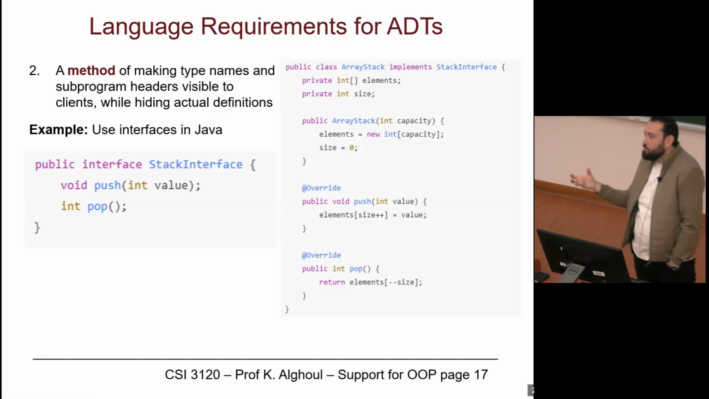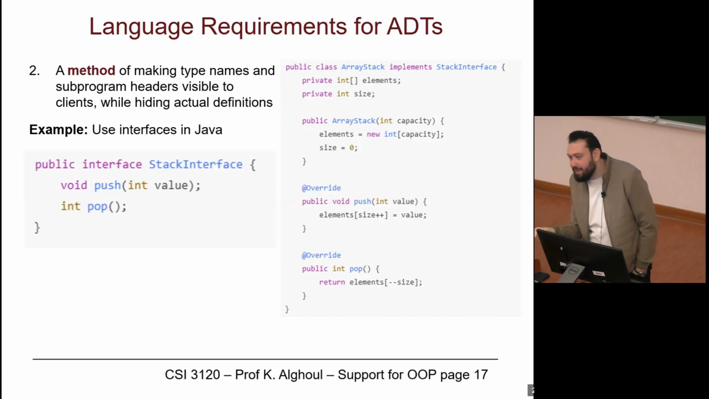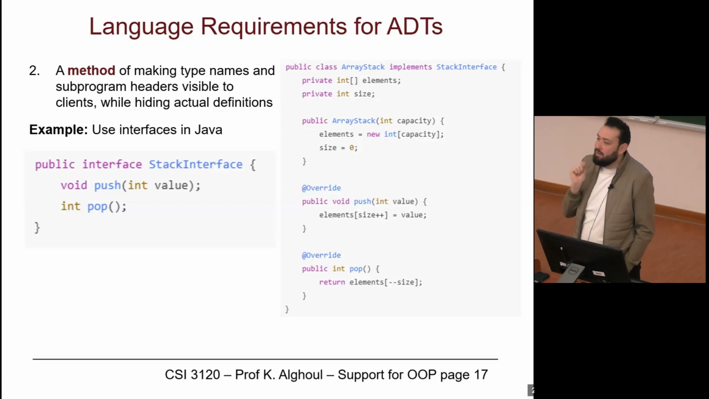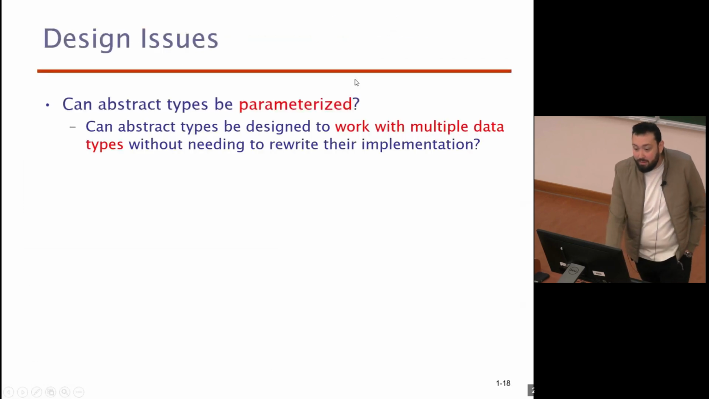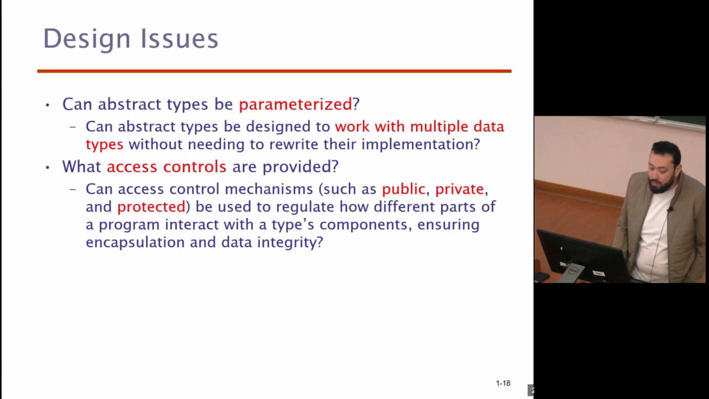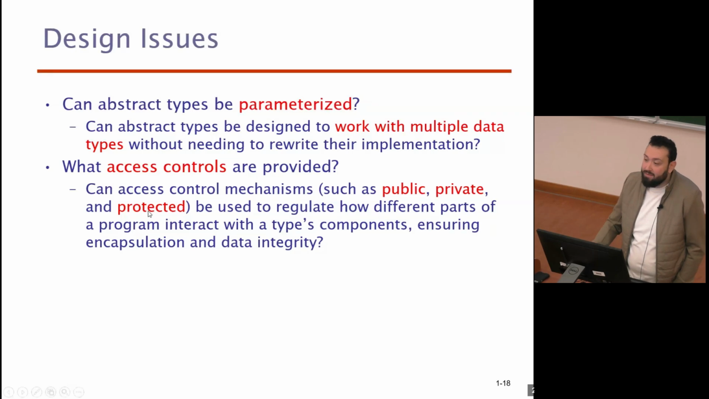So it's another way of saying, do I want to hide information or not? Am I giving access to this array stack as public, or do I want to have it as private or whatever? That's why some of the languages have protected, some don't, and they have different definitions sometimes.